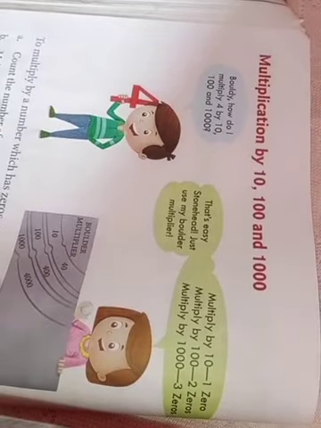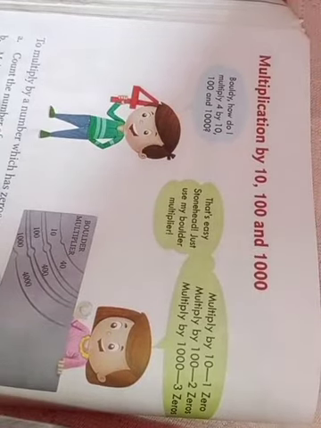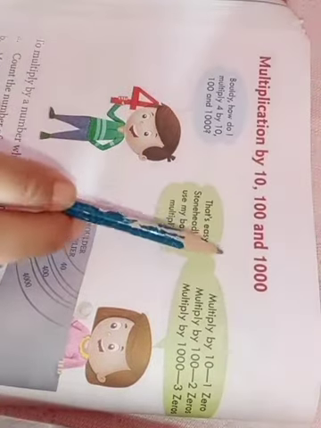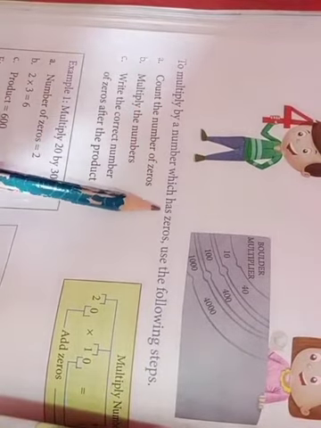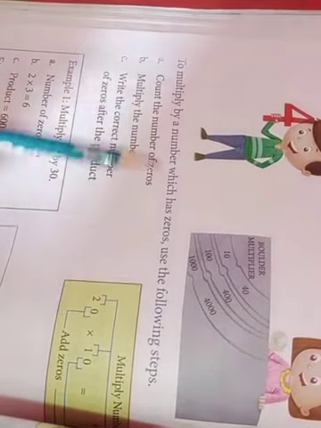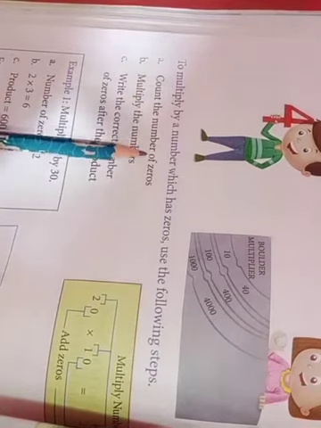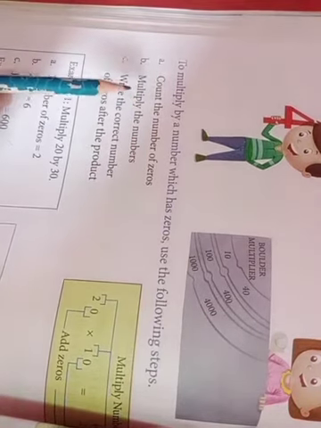So today we are moving to our next topic, multiplication by 10, 100 and 1000. To multiply numbers which have zeros, use the following steps. First, count the number of zeros. Then multiply the numbers and write the correct number of zeros after the product.